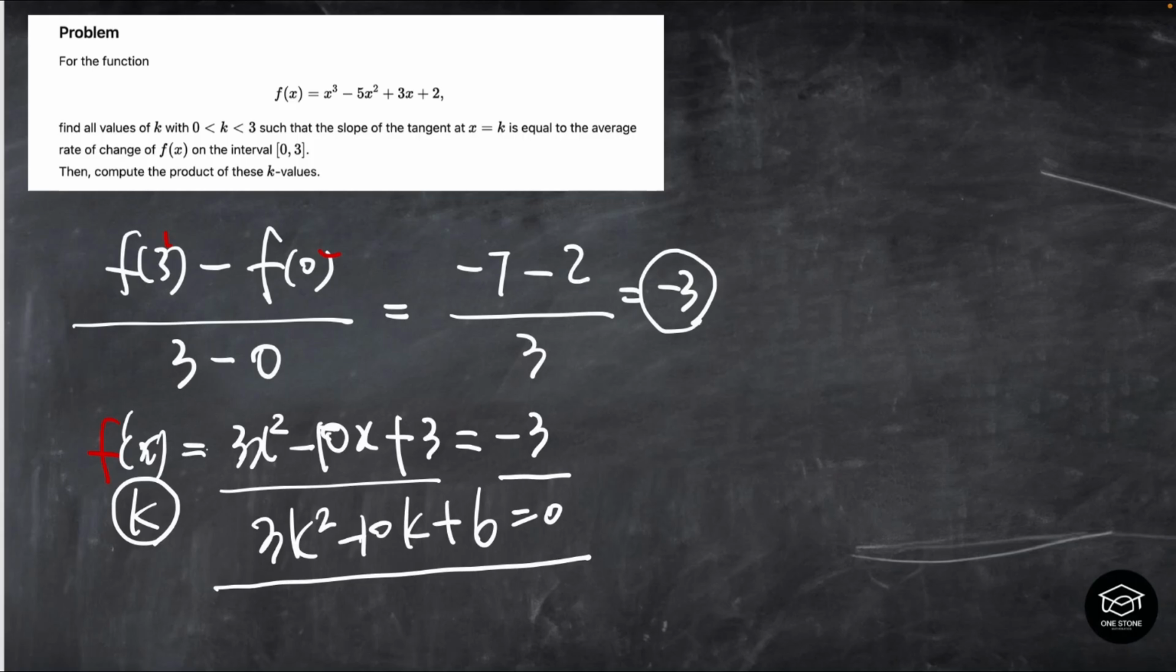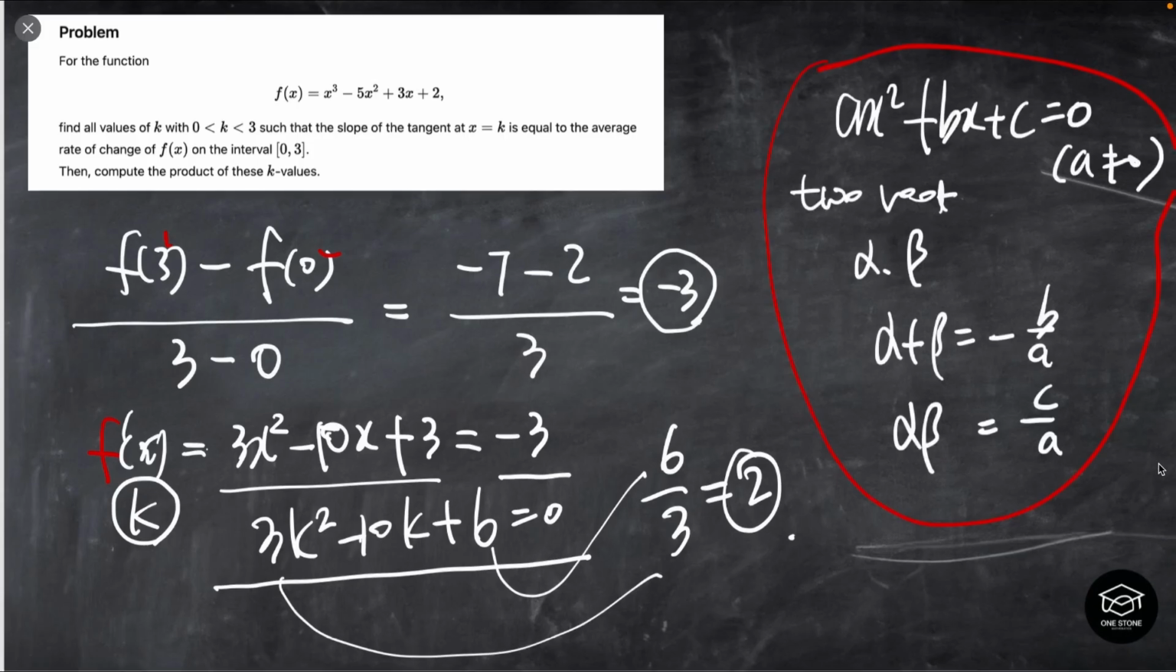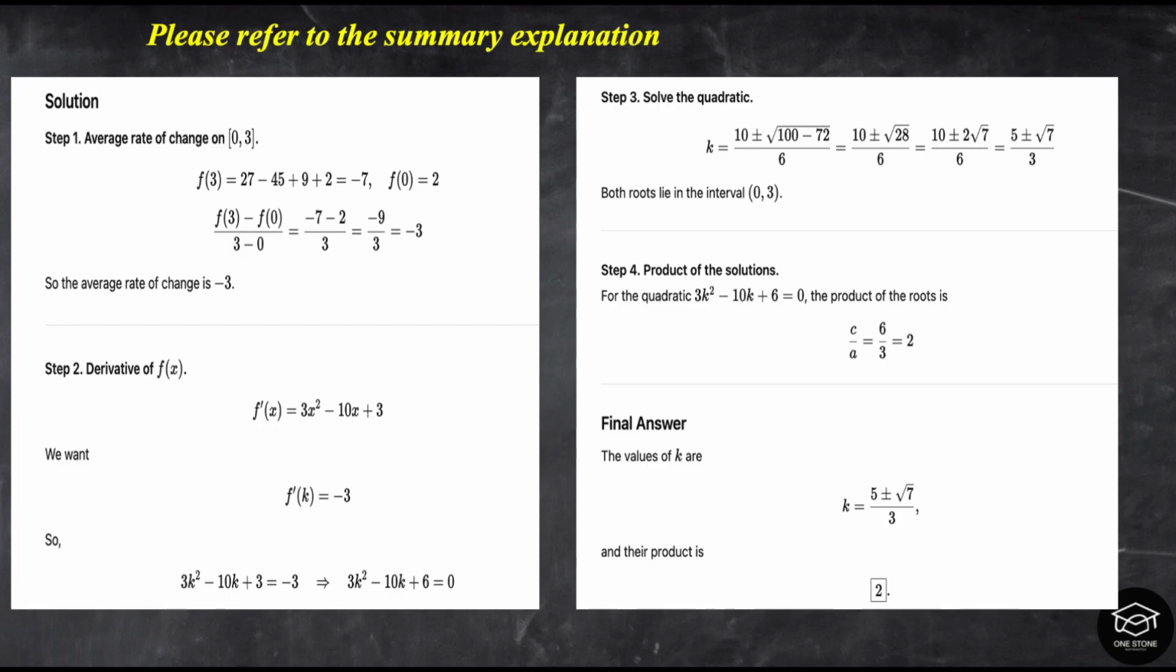By the relationship between the roots and coefficients of a quadratic equation, the product of the two roots is equal to c divided by a. Here, c is 6 and a is 3. So the product of the two k values that satisfy this equation is 6 divided by 3, which is 2. Therefore, the final answer is that the product of the k values is 2.